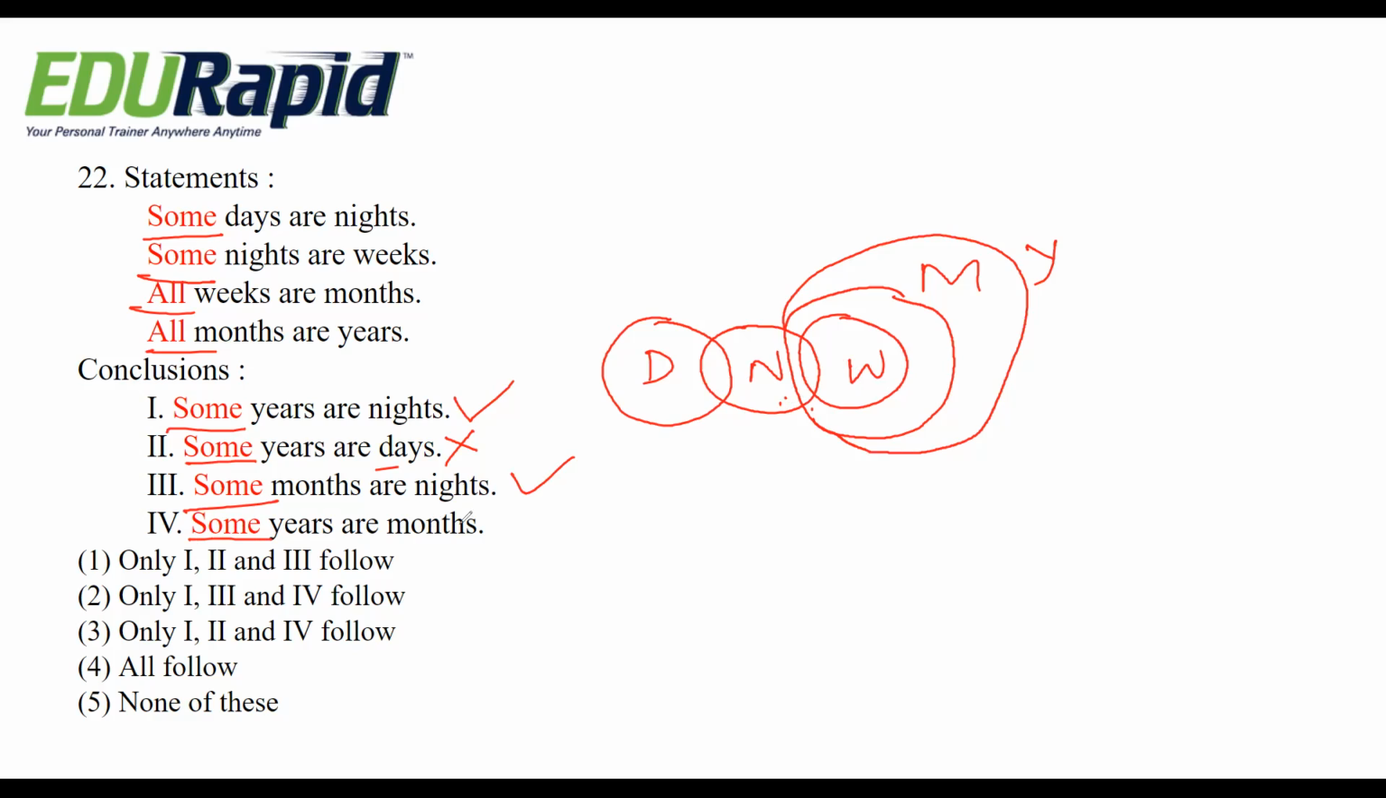Some years are months. Yes, it follows because circles Y and M lie in a single circle, so some years are months is possible. So the right answer is only 1, 3 and 4 follow. That is option 2.